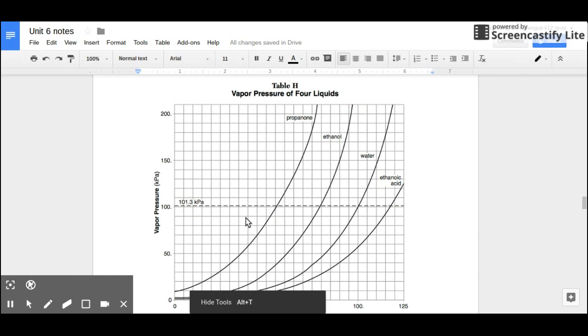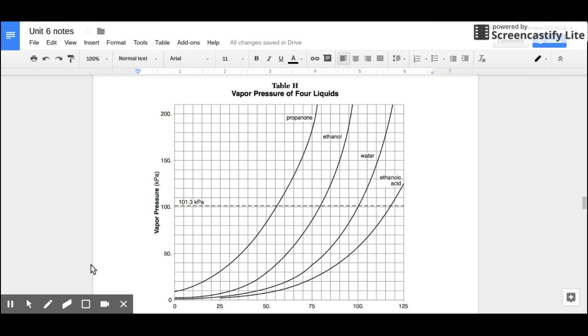Okay, so what I did was I flipped to this table, which is table H on our reference tables.